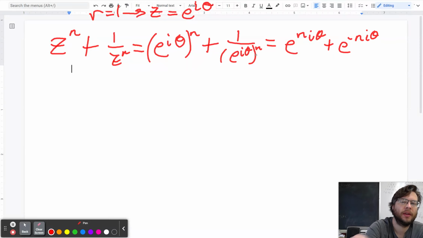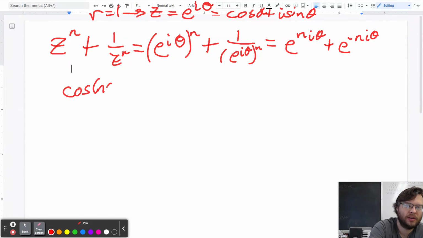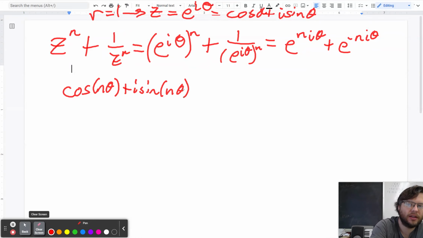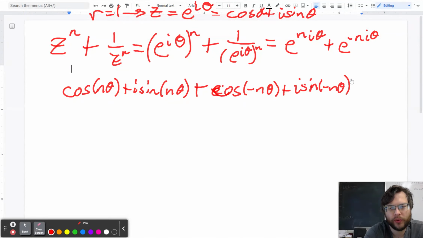And I remember that cosine theta plus i sine theta is the same as e to the i theta. So when I see e to the n i theta, I can write that as cosine of n theta plus i sine of n theta. And then the negative powers are written almost the same, like this.